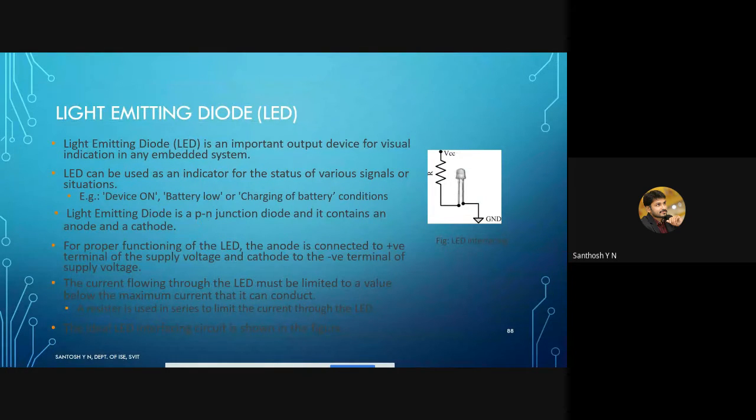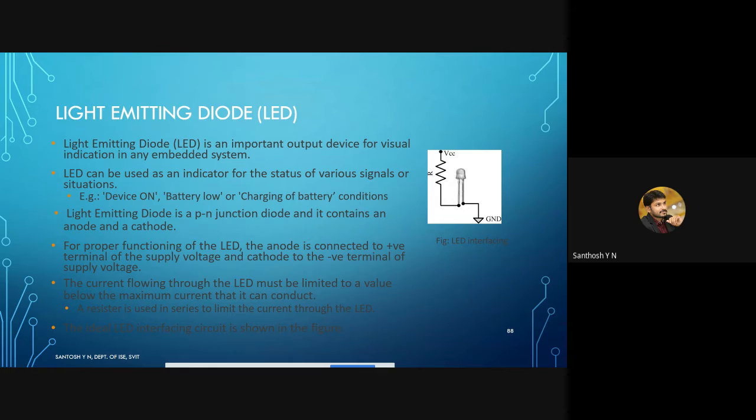In this video, we'll be discussing different types of IO subsystems that can be connected to our embedded systems. In our syllabus, they have discussed prominent IO subsystems that can be connected to our embedded systems. One such prominent component is the light emitting diode, which is also called an LED.